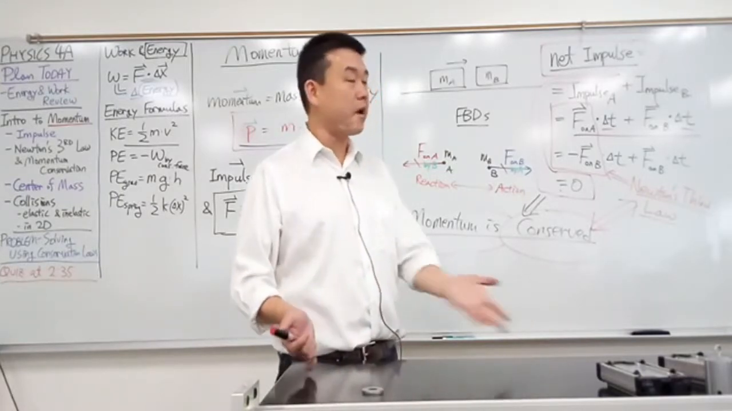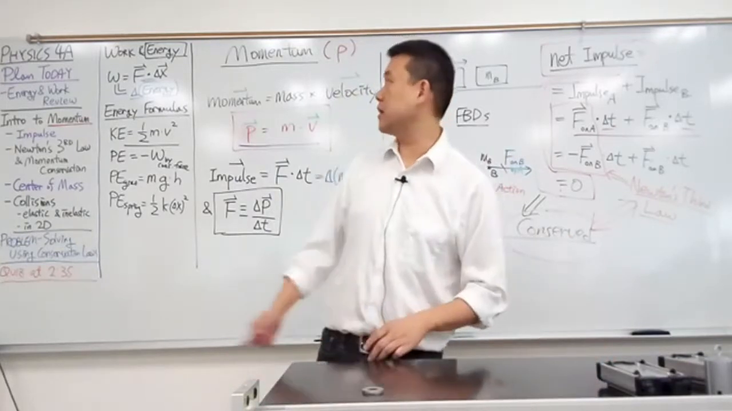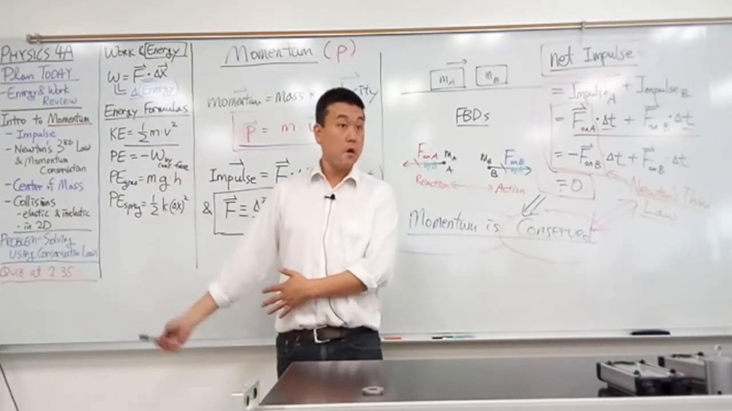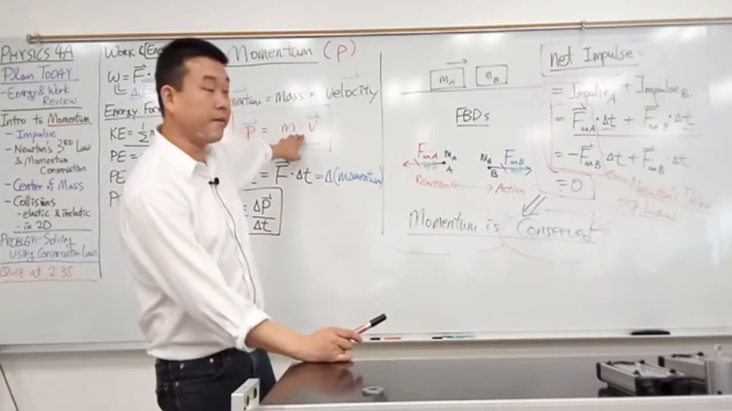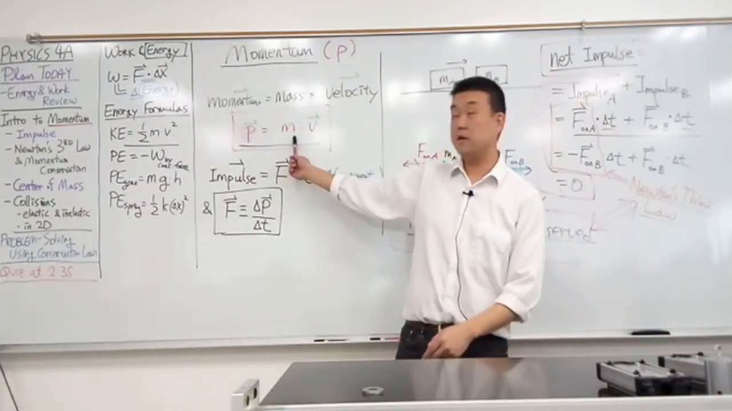With energy, there wasn't any law that said energy must be conserved. We constructed energy in such a way that it must be a conserved quantity. With momentum, we start out with this definition of momentum, and here's the law of nature that says this must be a conserved quantity.